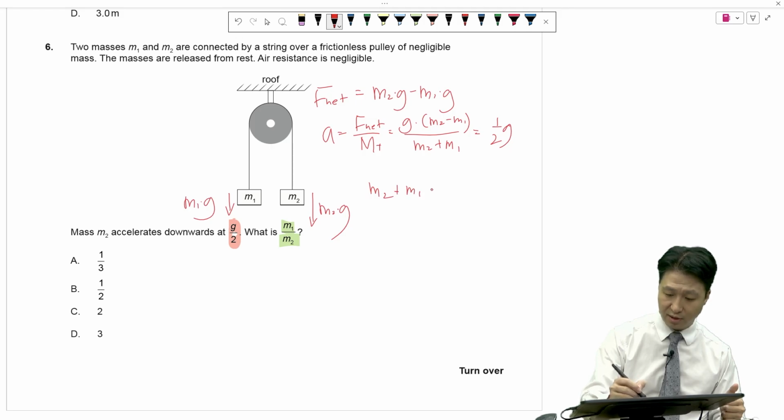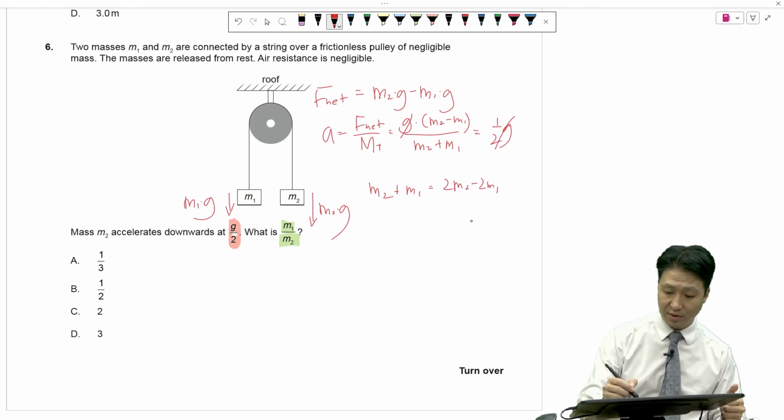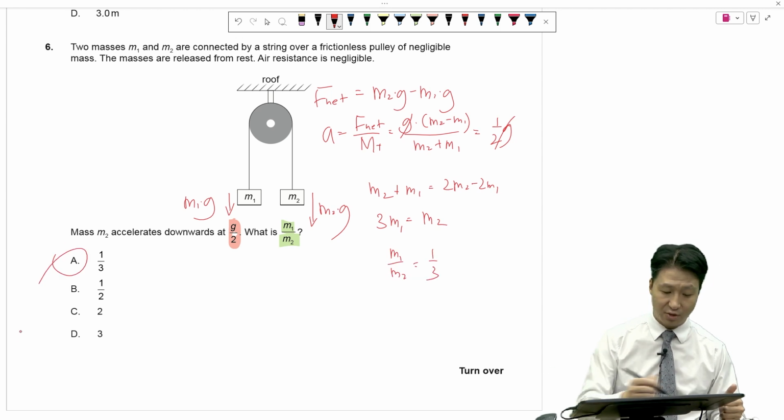We get M2 plus M1 is equal to 2 M2 minus 2 M1. The g's of course cancel out on both sides. And that gives you 3 M1 is equal to M2, so M1 over M2 is 1/3. Therefore, the answer should be A.